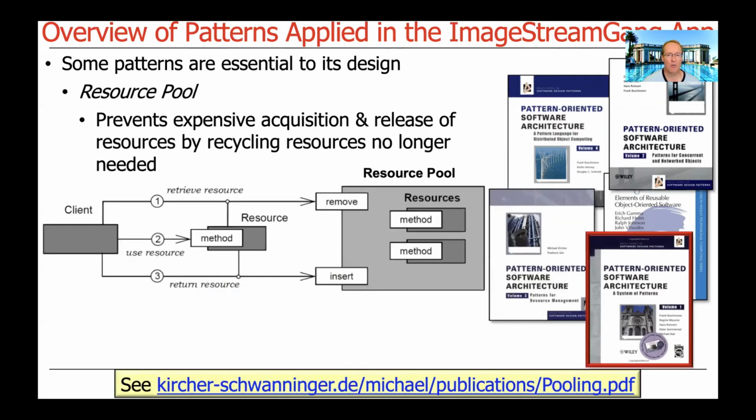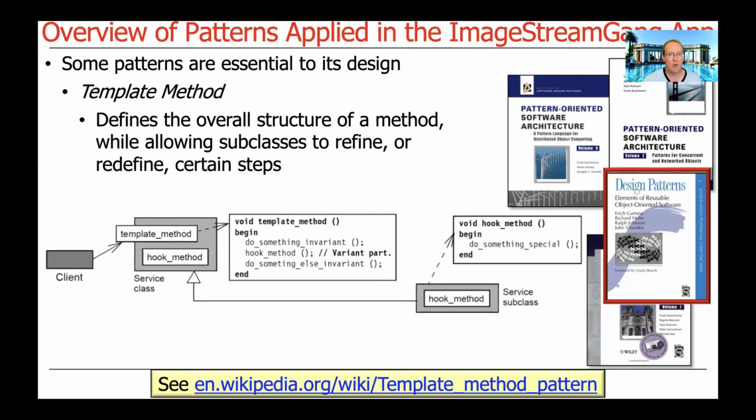There's also a pattern called resource pool, which appears in the POSA 2 book and the POSA 3 book, and this is used to prevent expensive reacquisition and re-release of resources by recycling the resources when they're no longer needed. So rather than creating something every time it's needed and then destroying it when you're done, you get it out of a pool, and when you're done, you put it back into the pool, so it can be recycled and reused by some other part of the code. That's obviously the pattern that underlies the various thread pools we've talked about. Those are all POSA patterns.